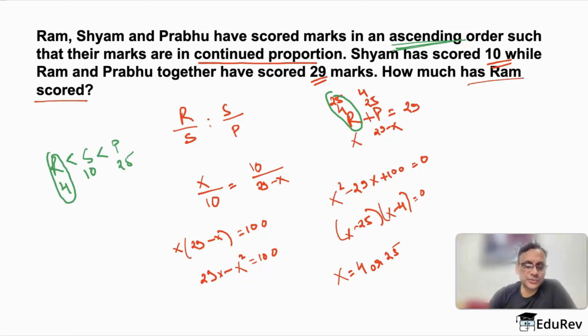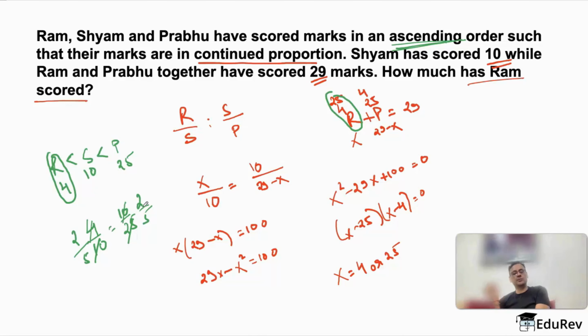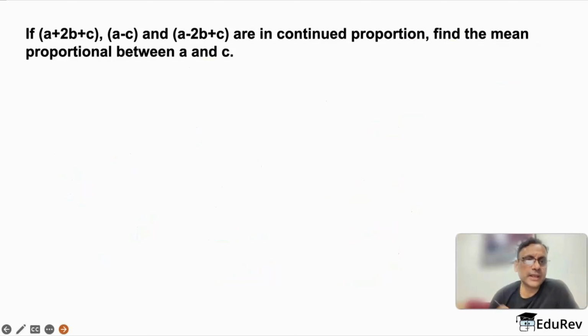Okay. And to see the proportion, Ram upon Shyam is 4 by 10 is equal to Shyam upon Prabhu 10 by 25. So if you cancel this, 2 by 5, and this also is 2 by 5. So you can see 2 by 5 is equal to 2 by 5. And hence that is your answer. Okay, so this is a classic example of continued proportion. Okay, let's look at one more question.